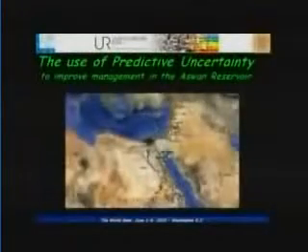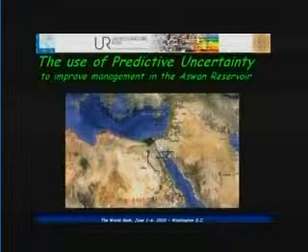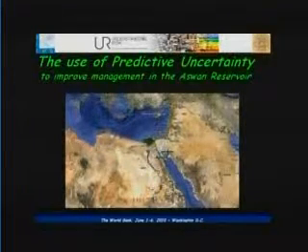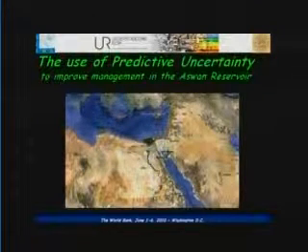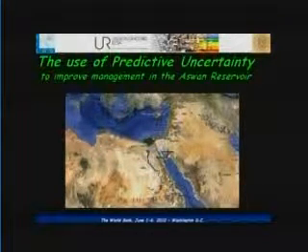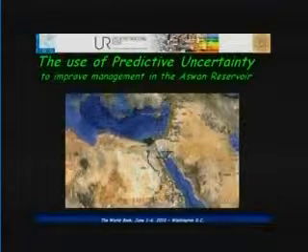Let us see a couple of examples where using the predictive uncertainty and marginalizing the predictive uncertainty gives a benefit. The first one is the Aswan Dam. And this case was done many years ago for NOAA because they wanted to improve the forecasting system in Cairo for the inflows to the Aswan Dam.